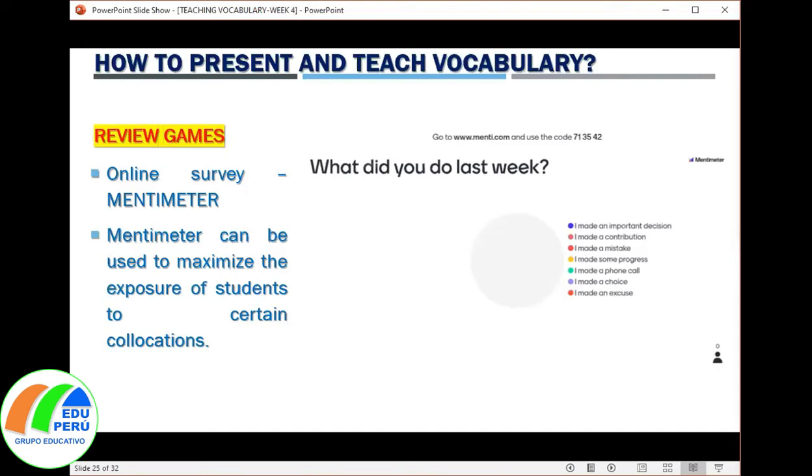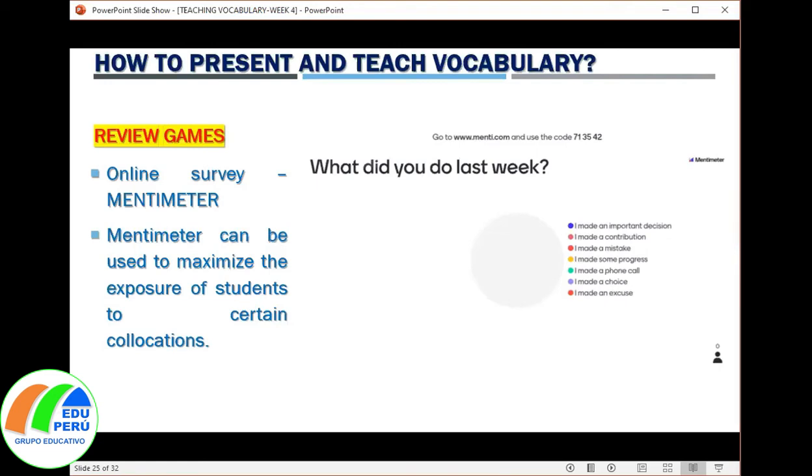Notice these different options are related to a collocation. Collocations with the verb make. Make a decision, make a contribution, make a mistake, make some progress, make a phone call, make a choice, and make an excuse. But they are going to answer online, no?